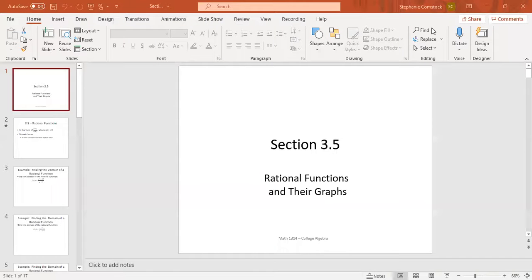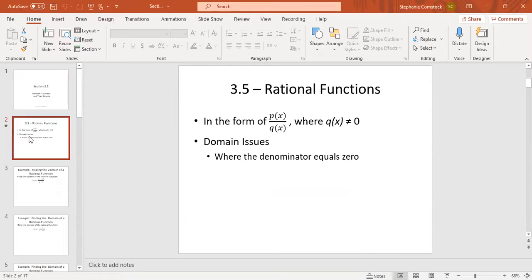Okay, so for section 3.5, we're going to start talking about rational functions and their graphs. Rational is just our math phrase for fraction. So to set up, these are of the form P of x over Q of x. We do have to have an x in the denominator. Now, we also have the stipulation that Q of x cannot equal 0, and that keeps us away from division by 0.